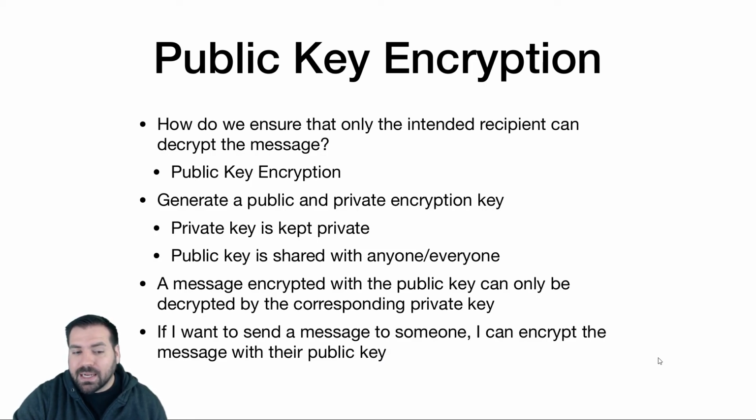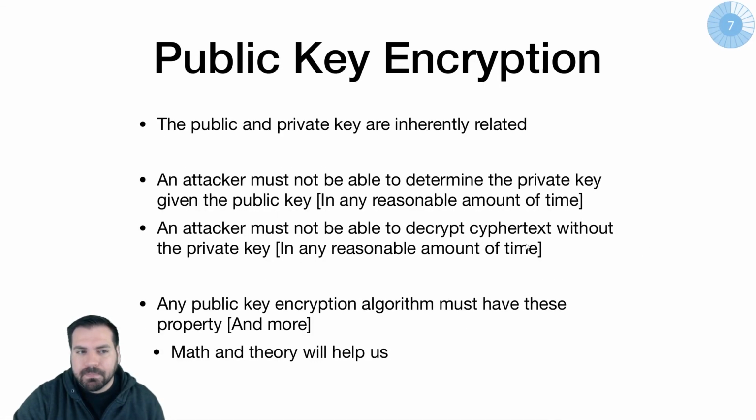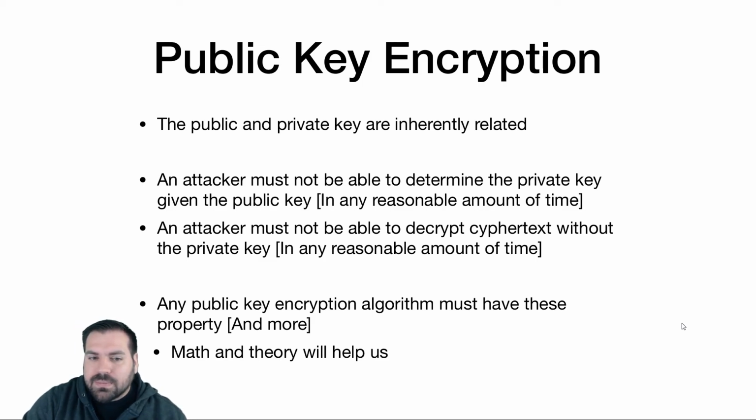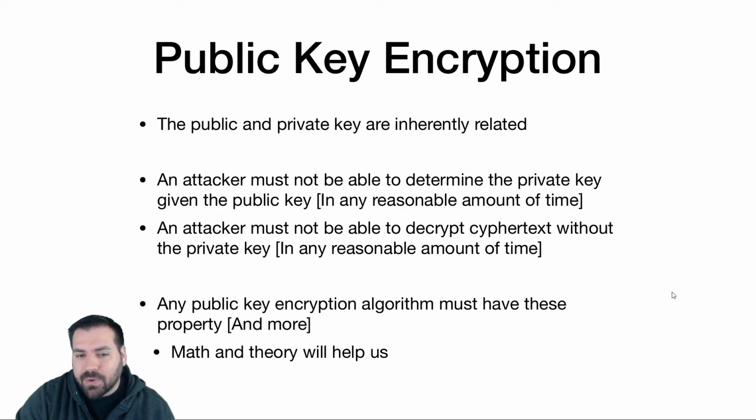So everybody can encrypt messages meant for you. And if you're the only one who has access to your private key, you're the only one who can decrypt those messages that they sent. So there's a problem here. The keys are inherently related. They're mathematically related, as we'll see in a second. So we need a few more properties here.